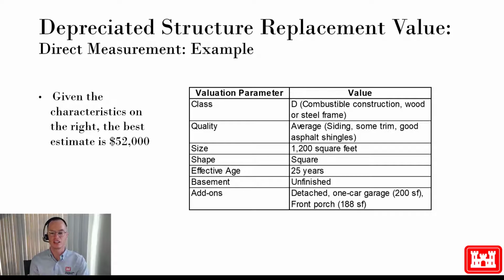Let's take a look at an example of direct measurement of the depreciated structure replacement value. The characteristics in the table on this slide have been collected for a structure and are linked to Marshall and Swift. A combustible construction square structure of average quality at 1,200 square feet that is 25 years old with an unfinished basement, a detached one-car garage and front porch is estimated to have a depreciated structure replacement value of $52,000. $52,000 is the best estimate or most likely value.